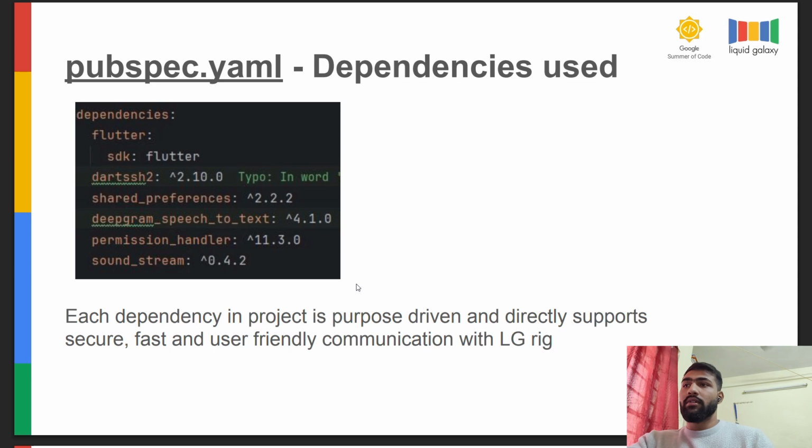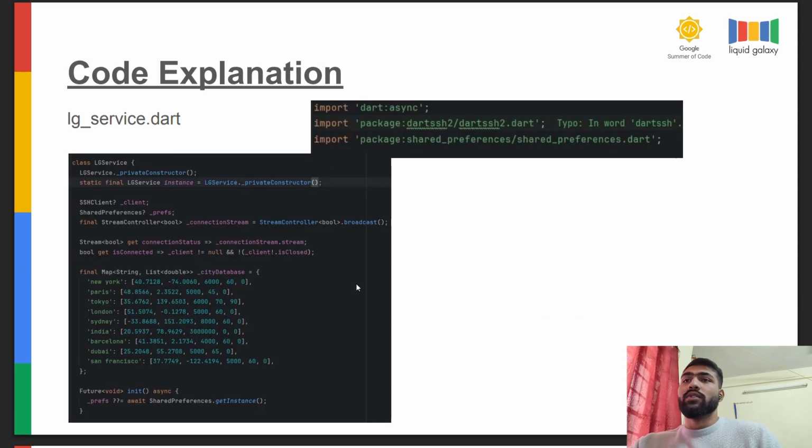Moving on to the first file, which is lgservice.dart. First we have imported the asynchronous library, which ensures the connection runs in a background thread, so it will not get involved with the UI and does not crash. Then we have the Dart SSH2 package, then the shared preferences package. First of all, we are creating a singleton LG service class with a private constructor, and we are initializing the SSH client, shared preferences, and a controller to control the stream of the connection. It means that we are preserving the connection state.